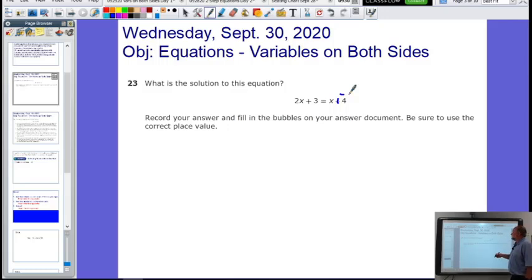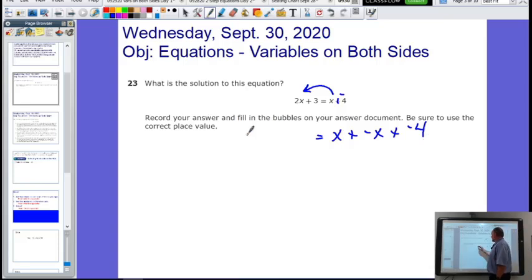Now what I need to do is get my letters on one side. Like we were working with yesterday, we're going to take this letter and move it over to the left because we like our letters to be on the left-hand side. So that means I start working at the equal sign, and I just write x plus whatever I need to move it, which is its opposite, negative x plus negative 4.